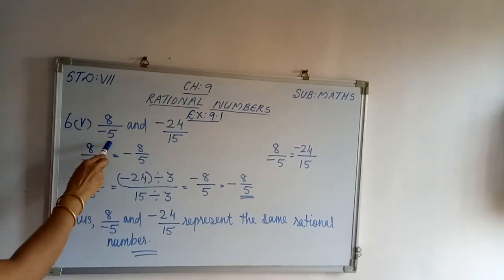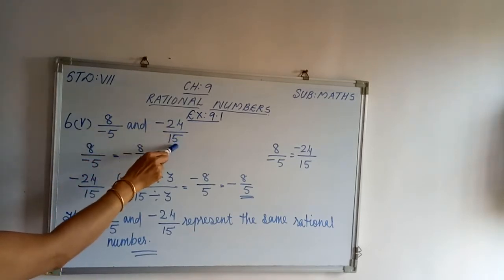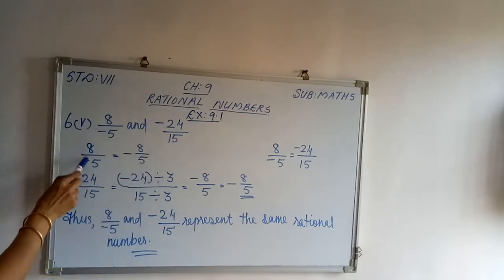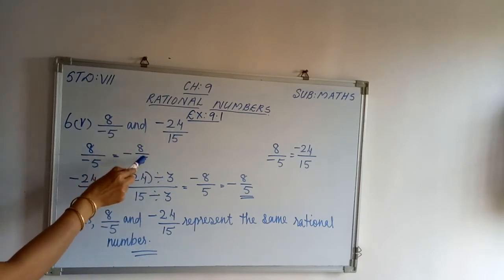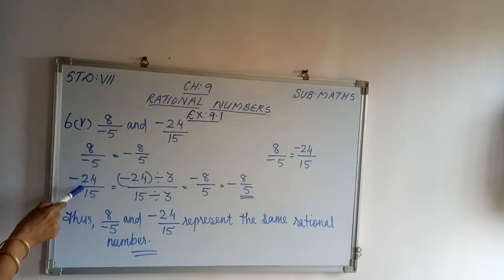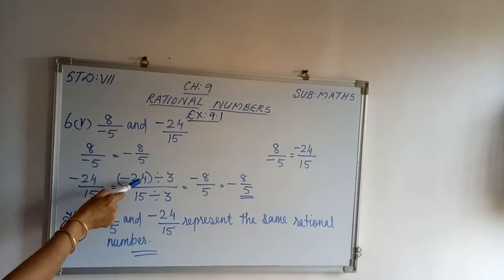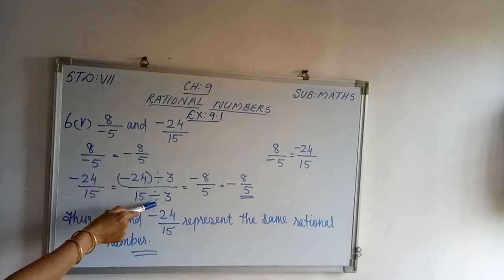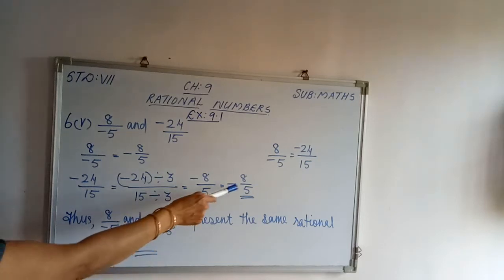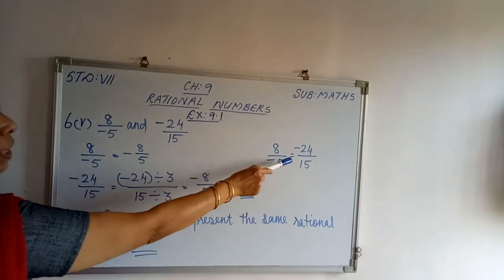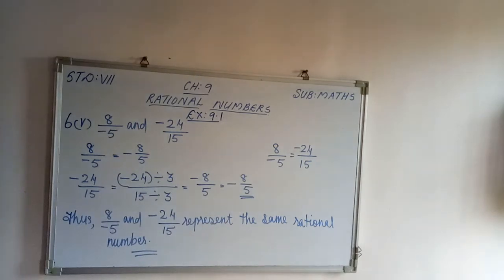8 upon minus 5 and minus 24 upon 15. So 8 upon minus 5 is equal to minus 8 upon 5. So minus 24 upon 15, divided by the highest common factor: minus 24 divided by 3, 15 divided by 3. So we get minus 8 upon 5. 8 upon minus 5 is equal to minus 24 upon 15. Thus 8 upon minus 5 and minus 24 upon 15 represent the same rational number.